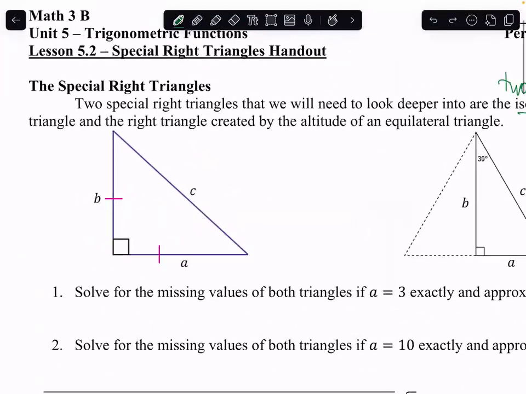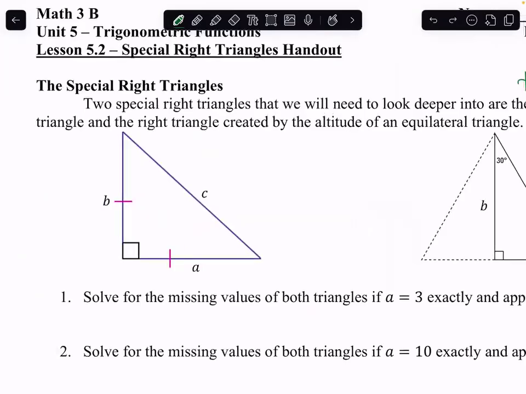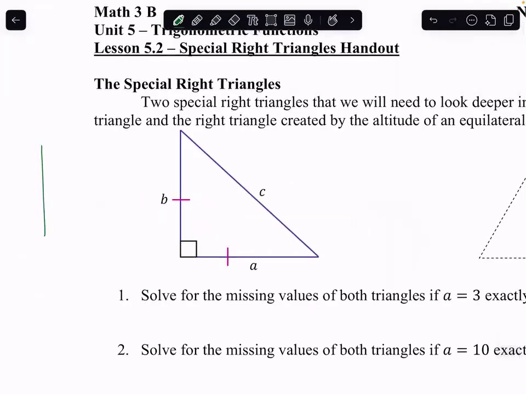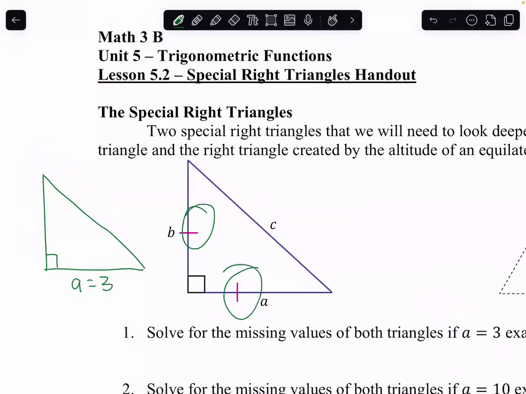If we look down here, we're going to solve for the missing values if a equals 3. I'm just going to redraw it so it's not too crowded. We're told a is 3, so we're just doing what the problem told us to do. Through these markings, we know that these two sides are congruent, so if a is 3, then b is also going to be 3. Now c does not have the marking, so it's not 3 as well.